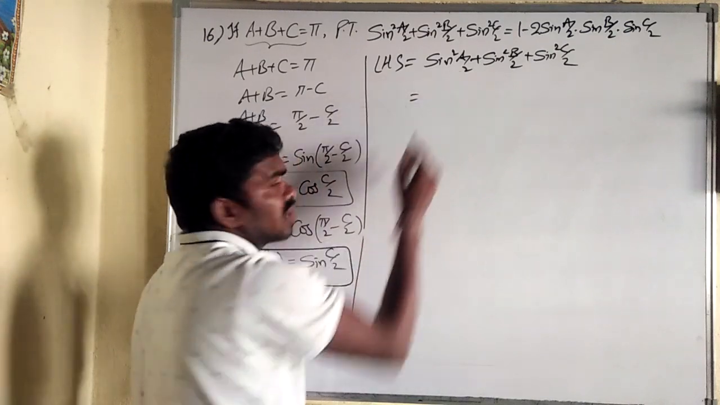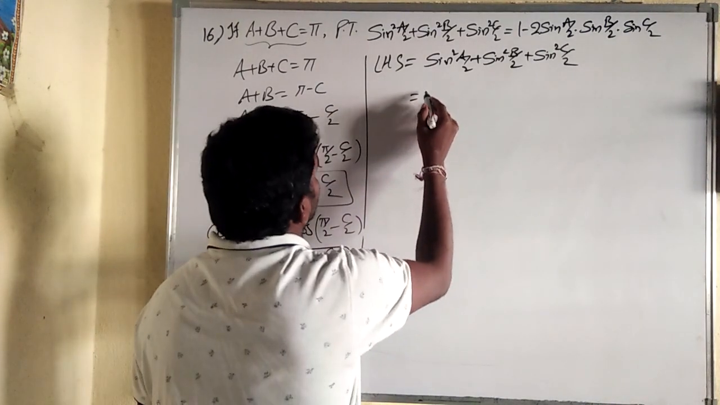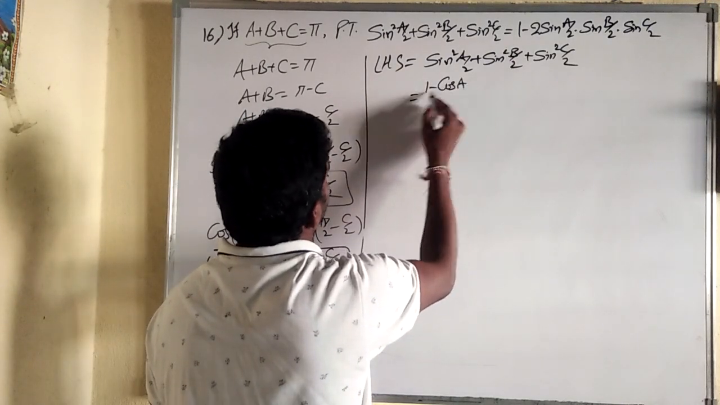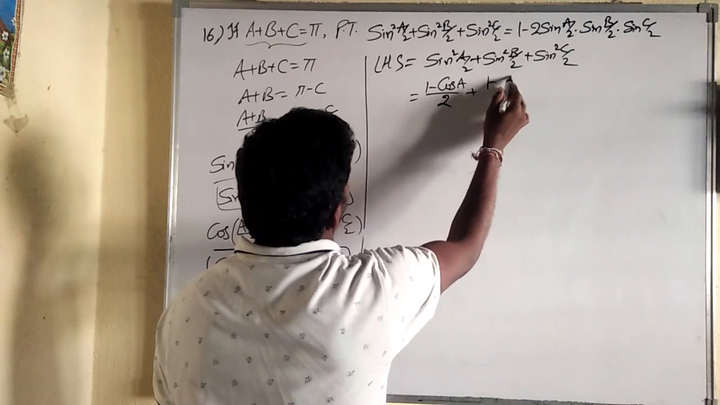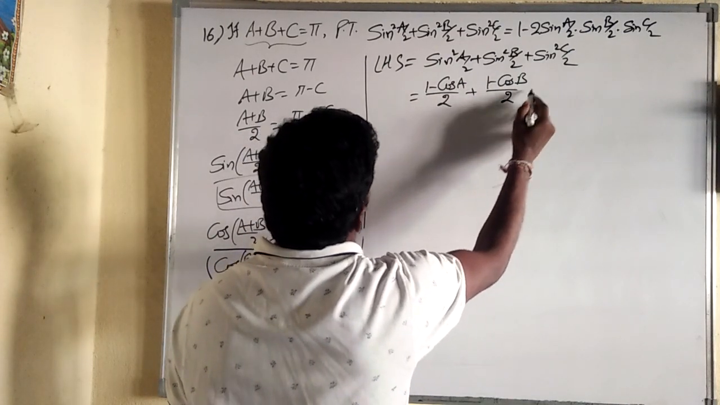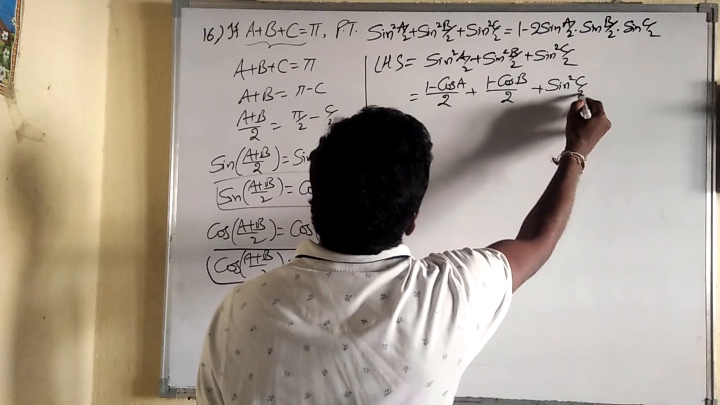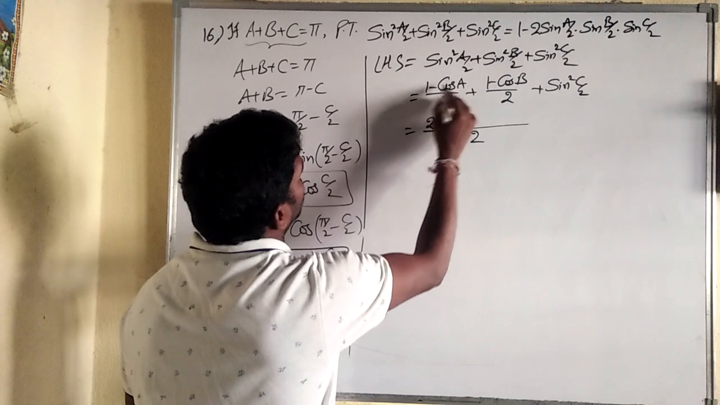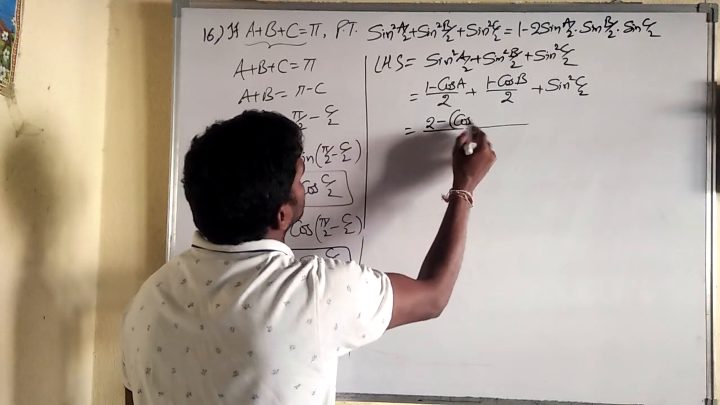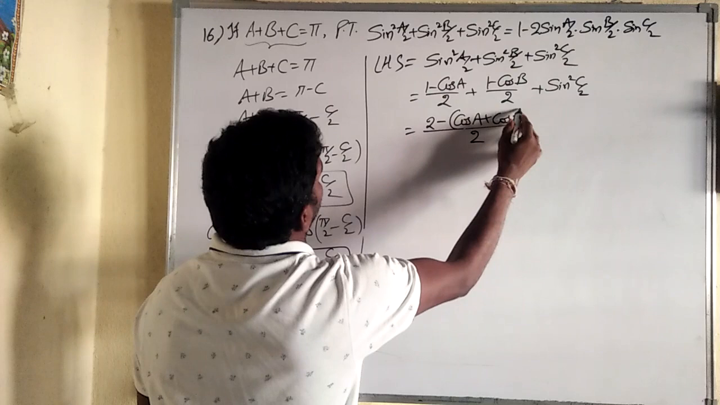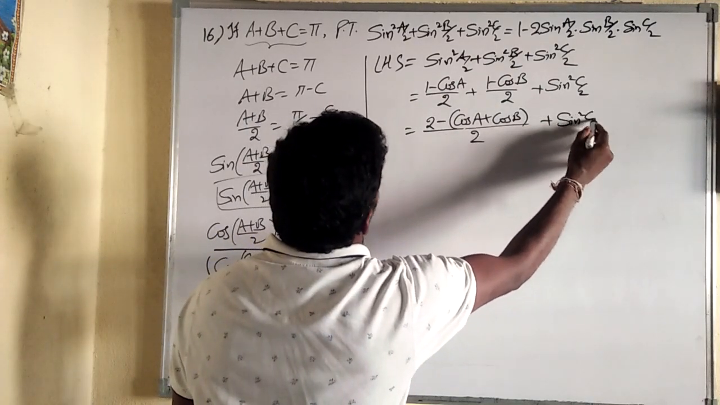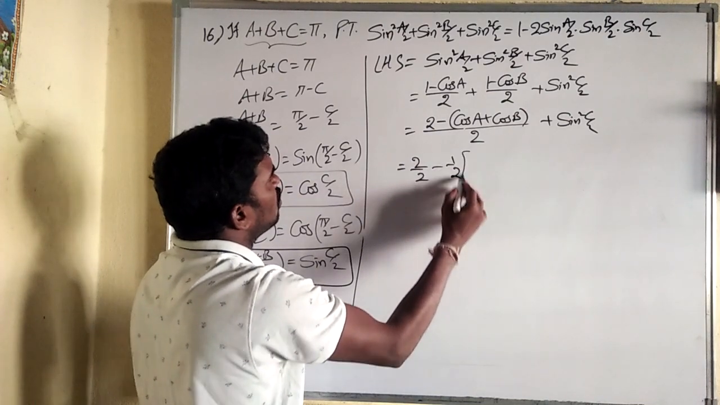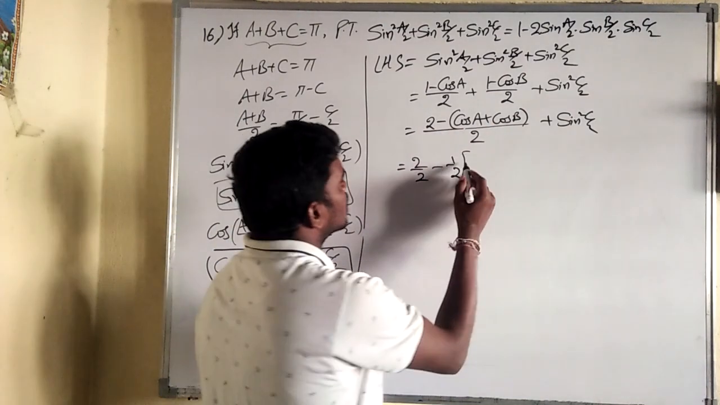So what is LHS? Sin square a/2 plus sin square b/2 plus sin square c/2. So sin square a/2 means (1 minus cos a)/2. Similarly, sin square b/2 means (1 minus cos b)/2. And plus sin square c/2, keep it as it is. In both, 2 is the denominator. So 1 plus 1 is 2. In both, minus is common. Then cos a plus cos b plus sin square c/2 as it is. Split it: 2/2 minus 1/2 into cos a plus cos b means what? Yes, very good.